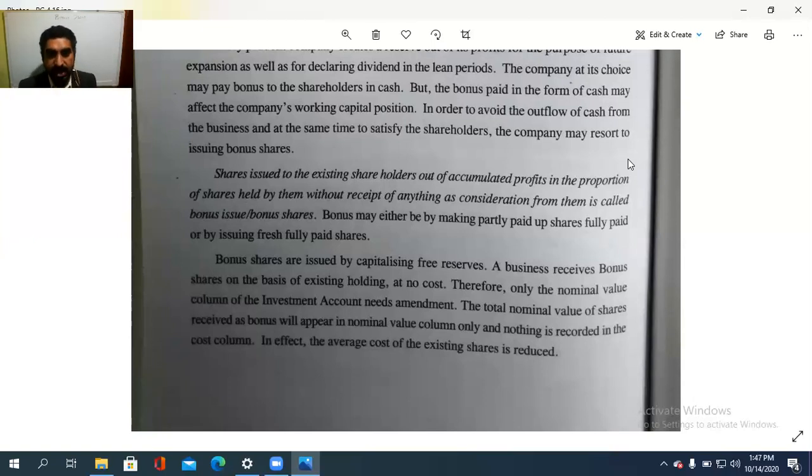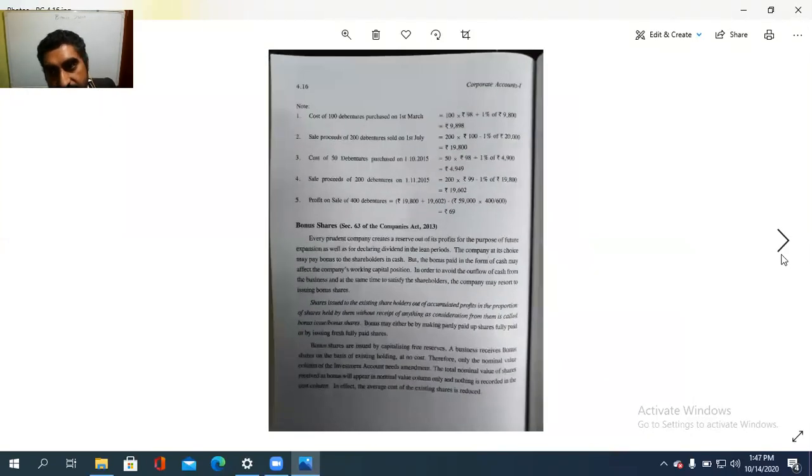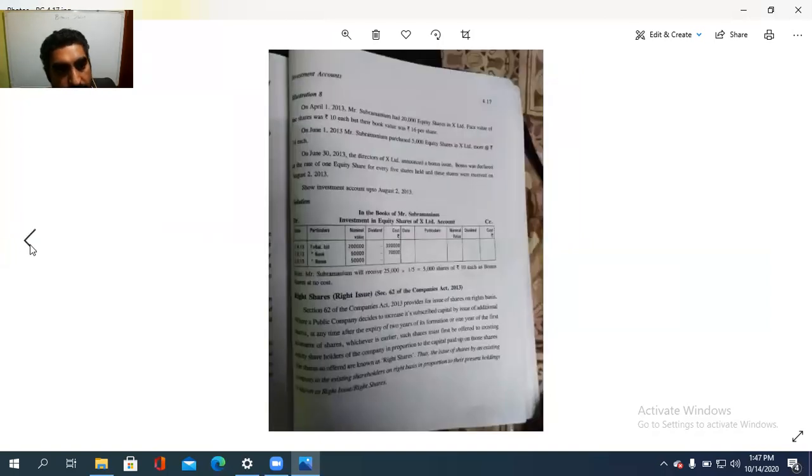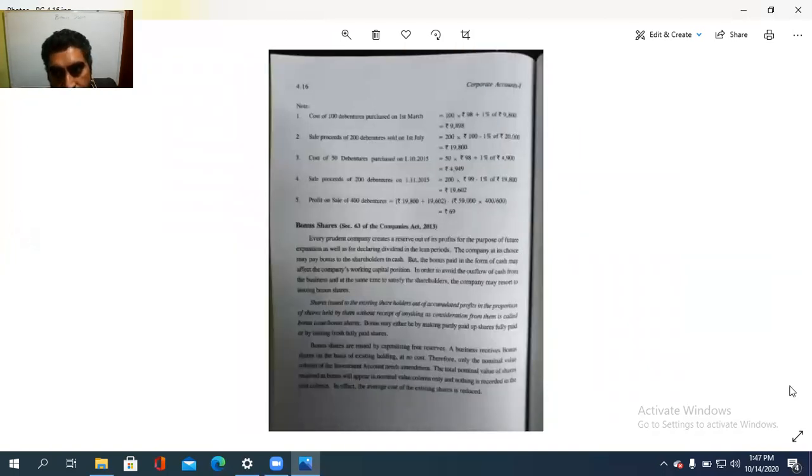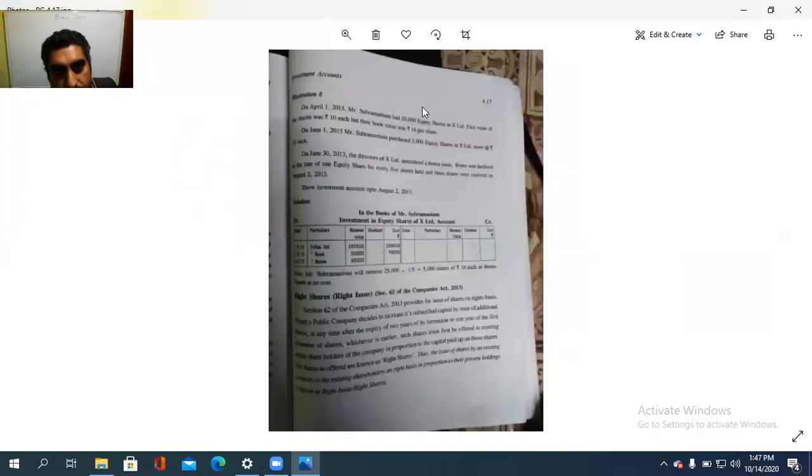And that is, in effect, the average cost of the existing shares is reduced. So this is the case with the bonus share in this investment account. So, clear? So we will look into this problem.